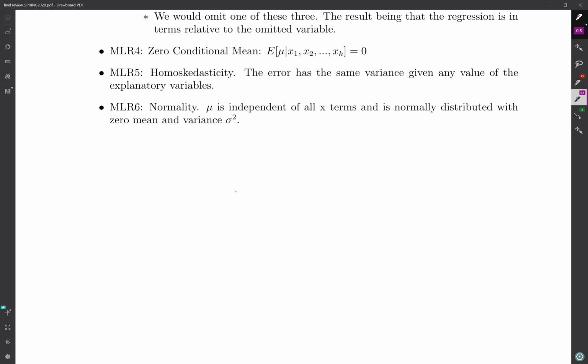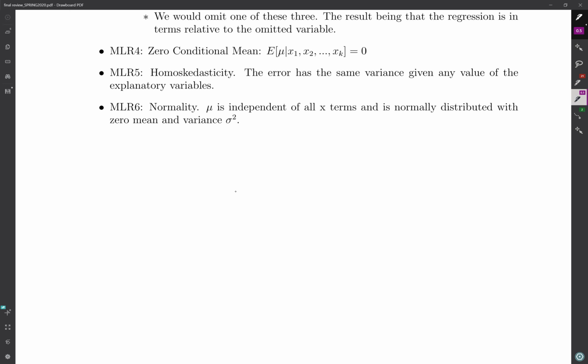Zero conditional mean. This largely remains the same, except now the expected value of the error must be 0 given not just x1 but any of the other x values. Homoscedasticity. This is the same: the error has the same variance given any value of any of the explanatory variables. And we've also added in a new one, normality.